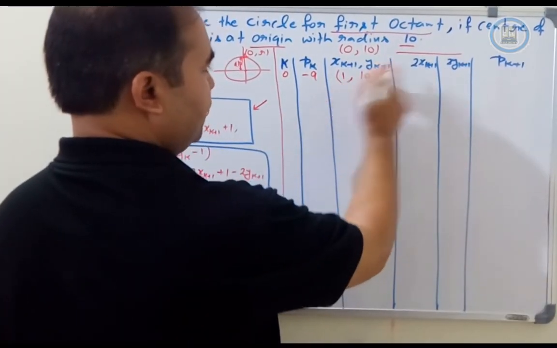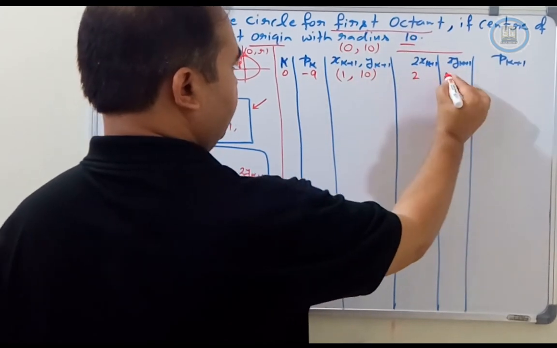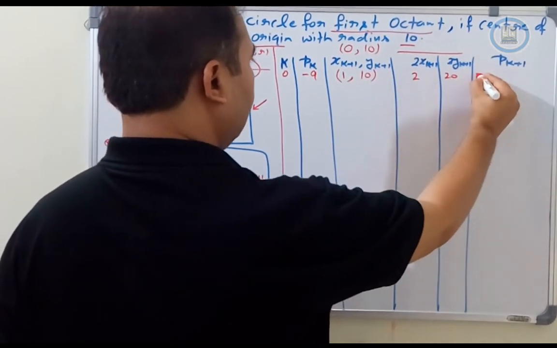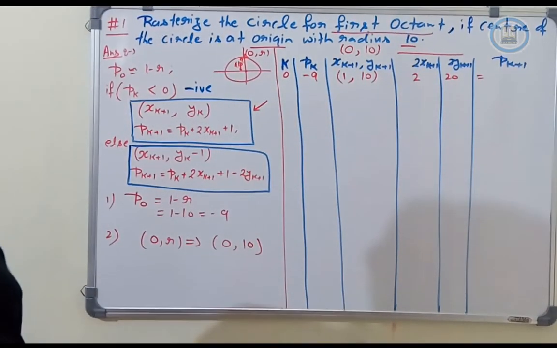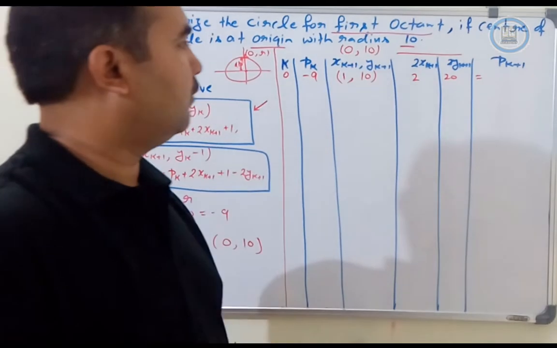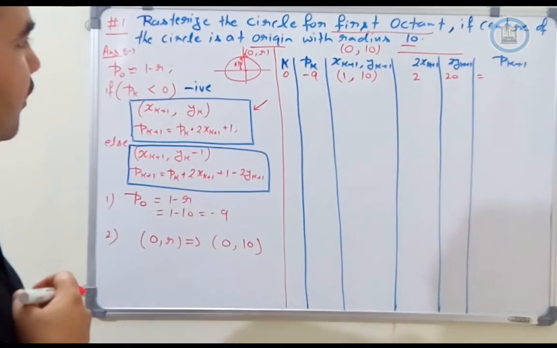This is xk plus 1, so it will be 2. What is 2yk plus 1? This is 10, so it will be 20. We will use these two values only for the computation or calculation purpose. Otherwise, there is no need to display this on your calculation. You can go for the rough work also.